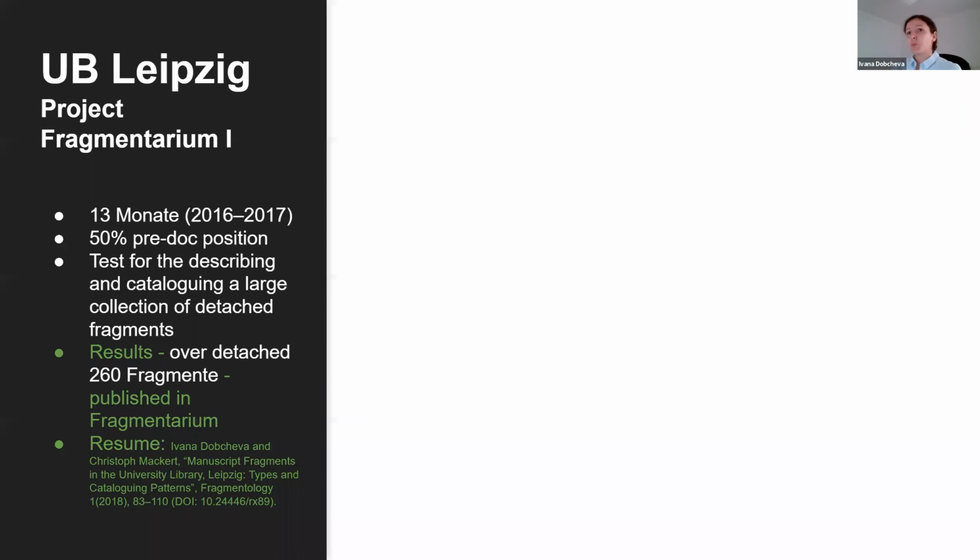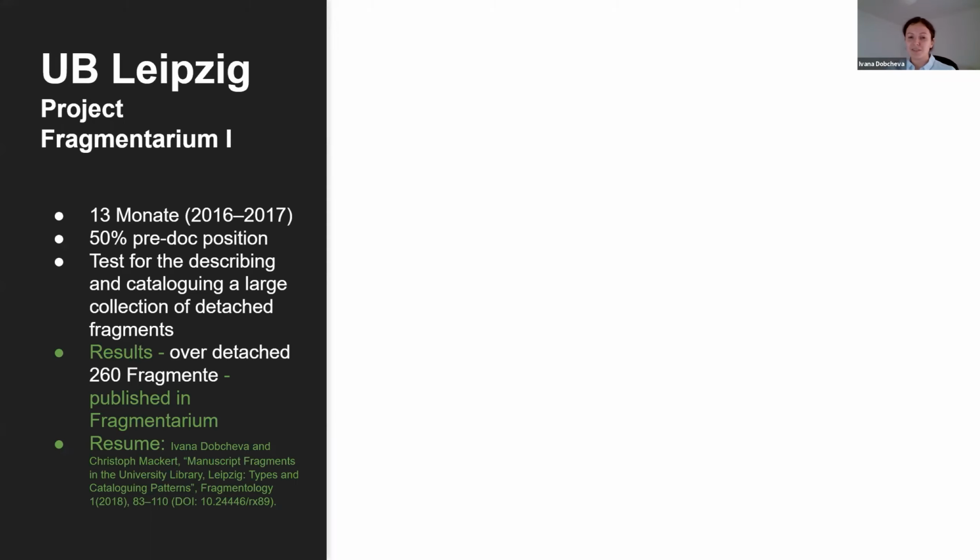So to start with the first project, where I started working on Fragments, this was in Leipzig back in 2016 and 17. The goal of the project was to establish a time management scheme through the scientific but also succinct description of Fragments, meaning how long would it take to describe Fragments. On average, we took around 4 hours, which led us to examine and to describe 260 Fragments, which are now published in Fragmentarium.